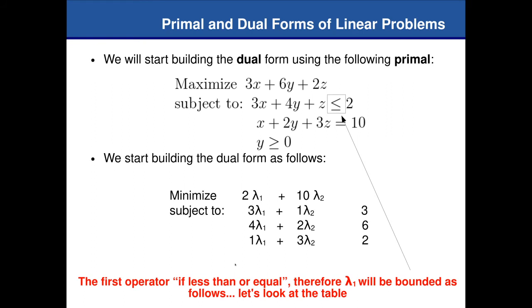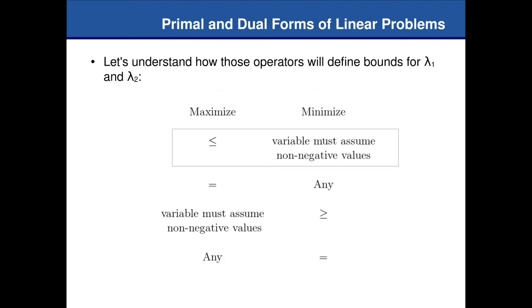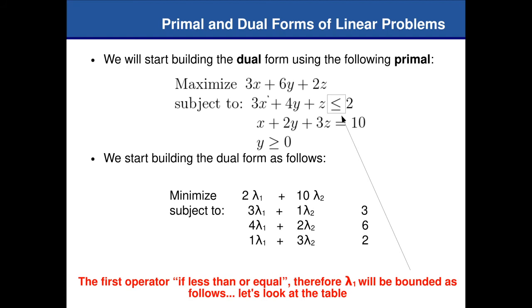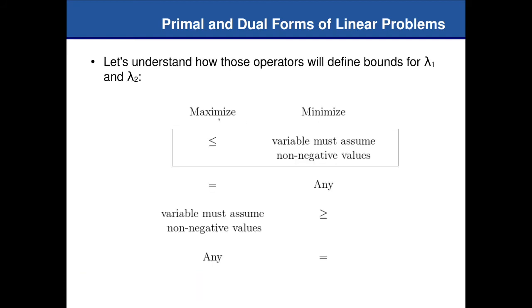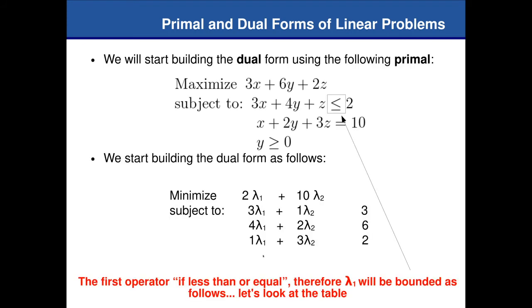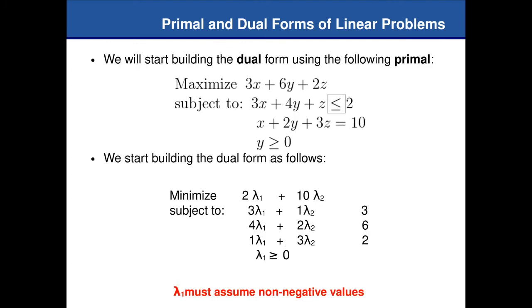Yeah, let's understand this. Is this smaller than or equal? It is. Take a look at the table. Oh, before, it's a maximization, smaller than or equal. Take a look. Maximization, smaller than or equal. My lambda 1 will assume non-negative values. Take a look. I go back. I don't have any definition for lambda 1 here, but at this point, after seeing that, I will define that lambda 1 must be greater than or equal to 0.